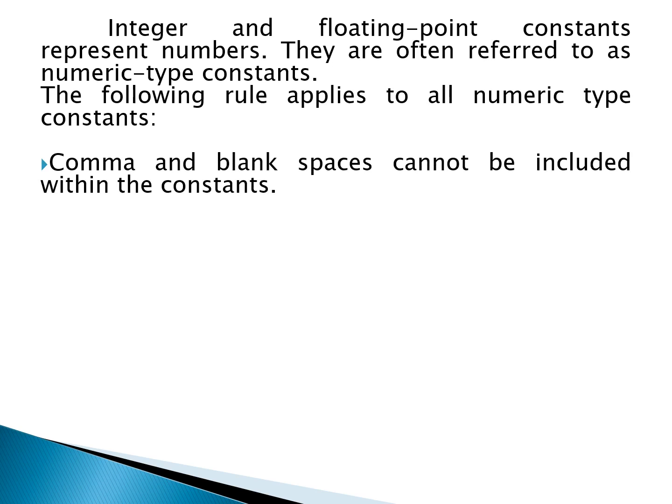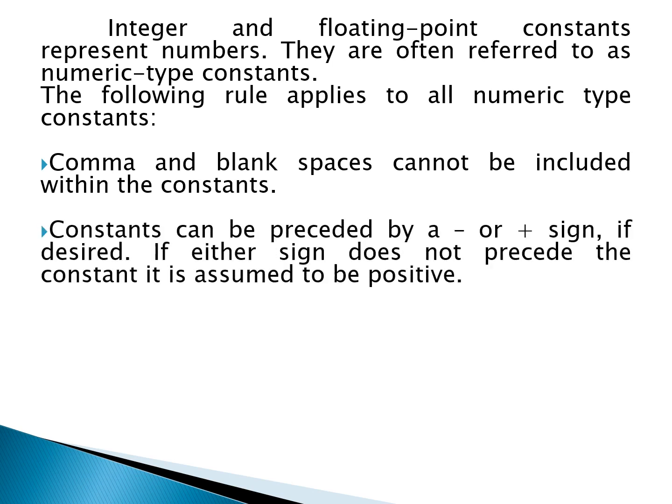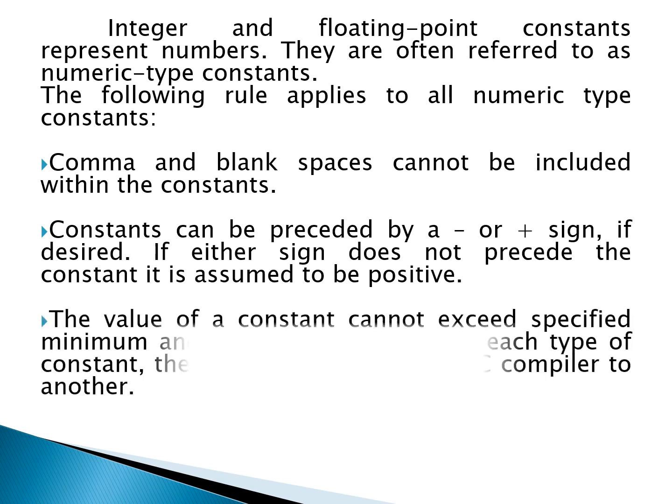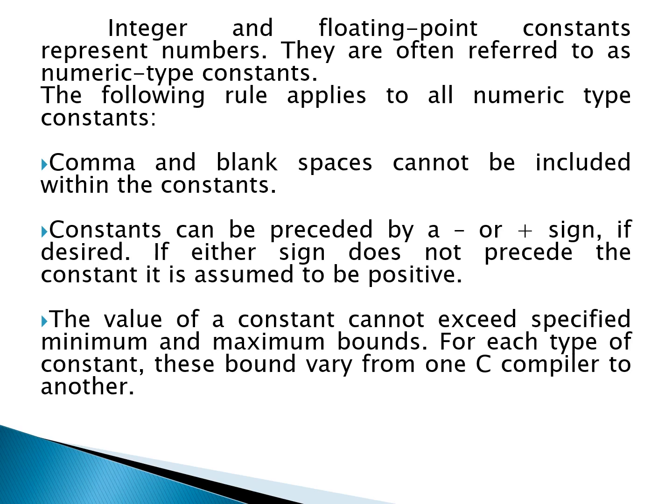Commas and blank spaces cannot be included within the constants. Constants can be preceded by a minus sign or plus sign if desired, and if neither sign precedes, the constant is assumed to be positive, because when we don't write a sign, it means it is a positive number. The value of a constant cannot exceed specified minimum and maximum bounds, and it depends upon the type of constant which has been declared and the C compiler which has been used.